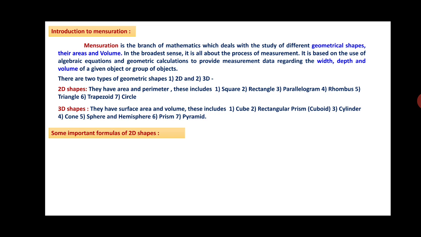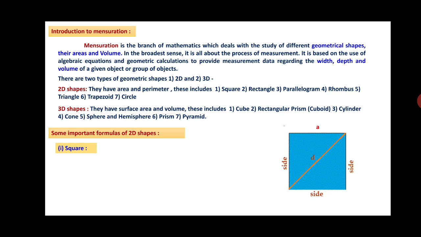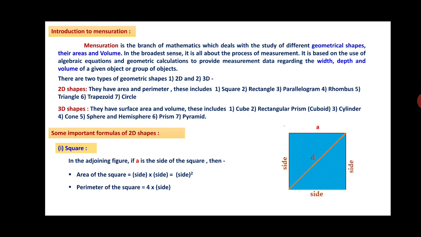Some important formulas of 2D shapes. Square. In the adjoining figure you can see the square having the side A and the diagonal D. Then we can write area of the square is equal to side into side, that is side square. Perimeter of the square is equal to 4 into side, and diagonal of the square is equal to root 2 into side.